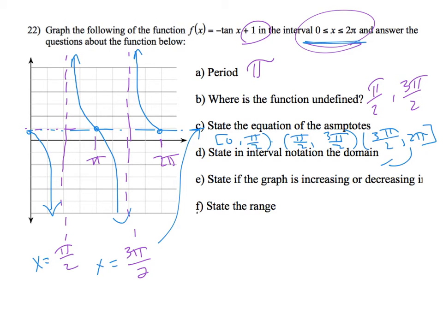Oh, that should have been down there. I'm not rewriting that. Okay, is the graph increasing or decreasing? The graph is always going down, so it's decreasing. State the range: it's everything. So not much changes, just where the graph changes its curviness.